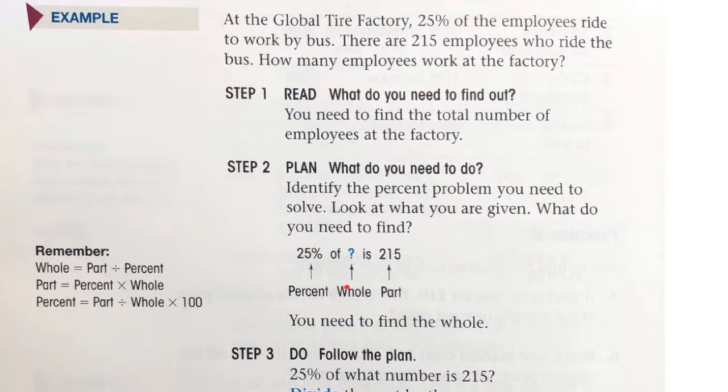Okay, so we don't know the whole. The number that comes after "of" isn't a number, it's just employees. But we do know the part because 215 employees ride the bus. That's the part of the total because not all of the employees ride the bus. Only 25% do. So what do we miss? The whole. So that's what we need to find out. To find the whole, that's going to equal the part divided by the percent. So that's the plan we need to do.